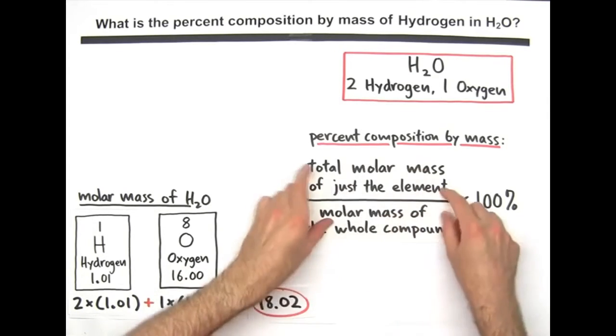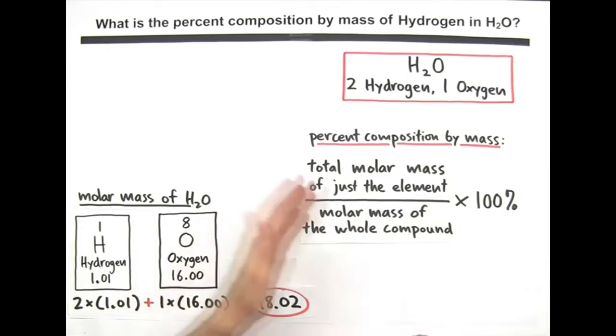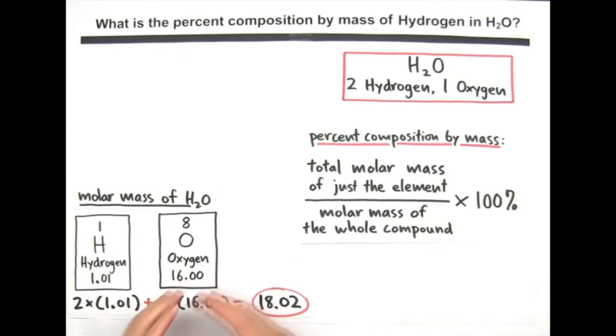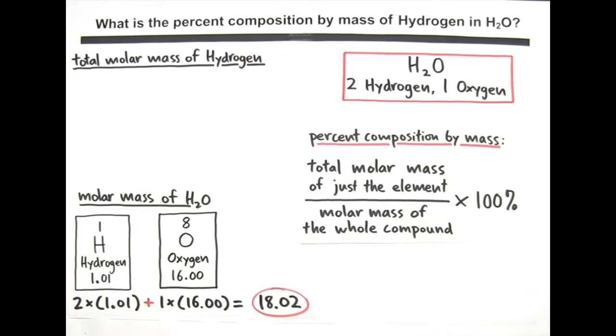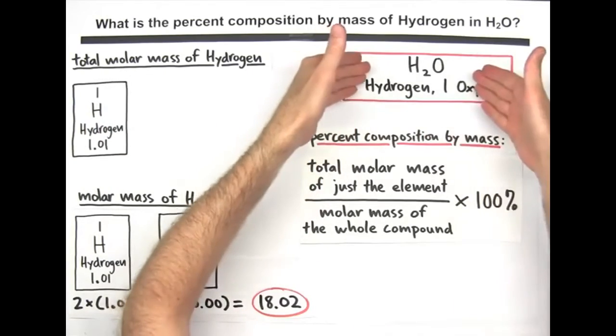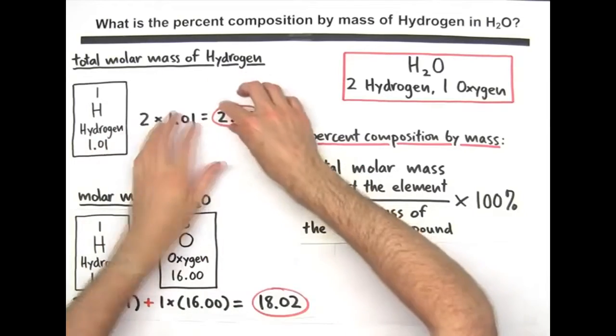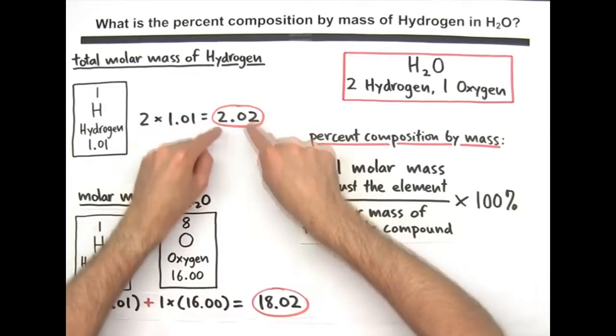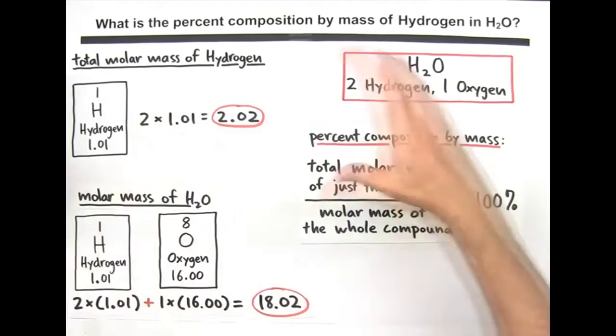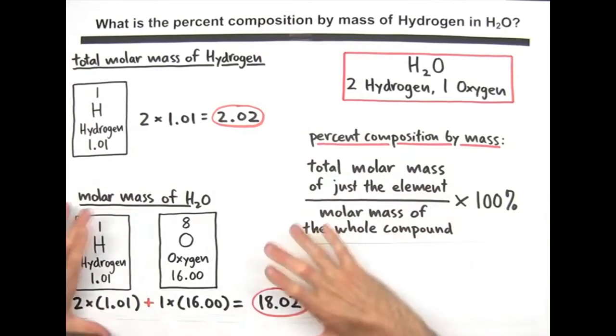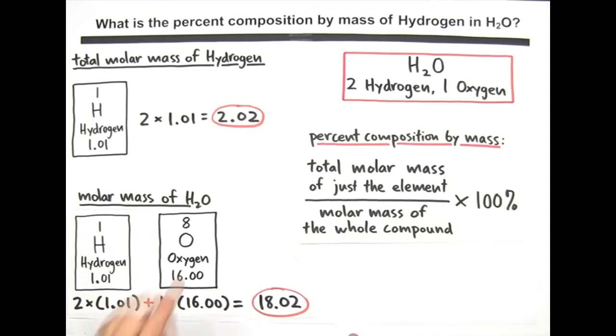Now let's talk about the top here. What do I mean when I say the total molar mass of just the element? Well, when we calculated the molar mass of H2O, we added together the molar masses of hydrogen and of oxygen. We combined both of these. But I want to find out the total molar mass of just the hydrogen, not both of these things added together. If we look at the formula here, we see that we have 2 hydrogens. Each one weighs this much, so we do 2 times 1.01 to get the total molar mass of just the hydrogen. This is the total molar mass of the hydrogen on its own, and this is the total molar mass of everything, the hydrogen added to the oxygen.